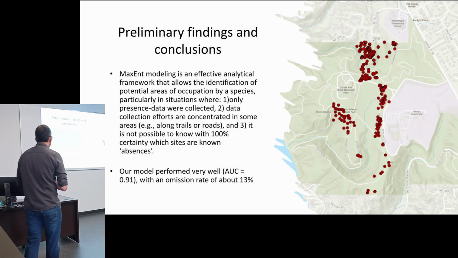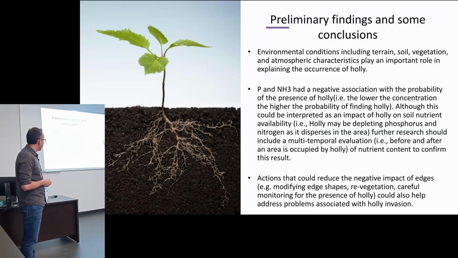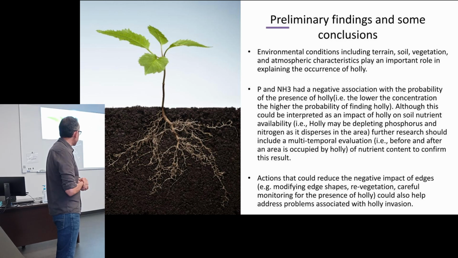Our model is performing very well, with an area under the curve of 0.9 and an omission rate of 13, very close to 0, which would be perfect, but we're not trying to do that. We're mostly interested in finding these types of explanatory variables that are helping us make sense of the spatial patterns that we see. And yeah, so for environmental conditions, we saw that terrain, soil, vegetation, and atmospheric characteristics play an important role in explaining where the plant is going to be successful.